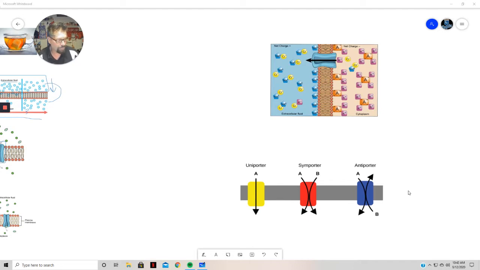Active transport. Of course, this is part two of your plasma membrane series, and such an important organelle. What it does for us, what it allows for us to participate in, is phenomenal.